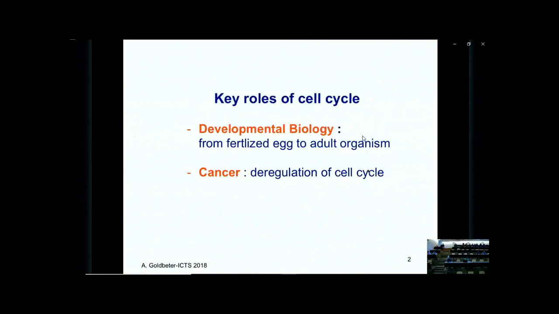So the cell cycle, of course, plays key roles in biology. In developmental biology, it is needed to go from the fertilized egg to the adult organism. But deregulation of the cell cycle can also have profound consequences, for example, the development of tumors leading to cancer. And I will also discuss this aspect in the talk.